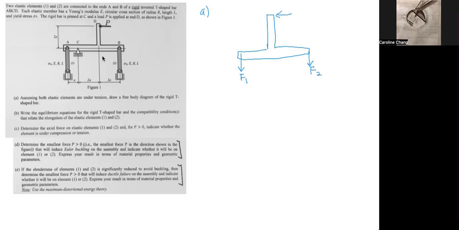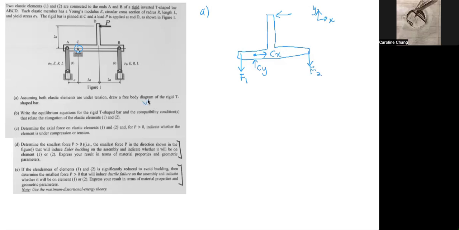We also have a support at C. And actually, I think it is a pin support. So thus there'll be two reaction forces in the CX and CY directions. So this is our free body diagram. And we're choosing the positive y-axis and positive x-axis as these directions conventionally.